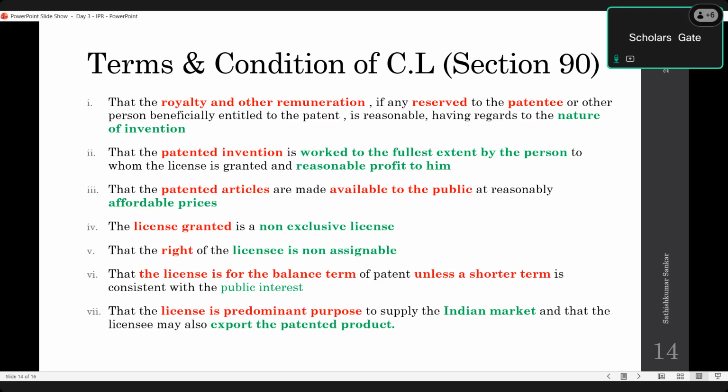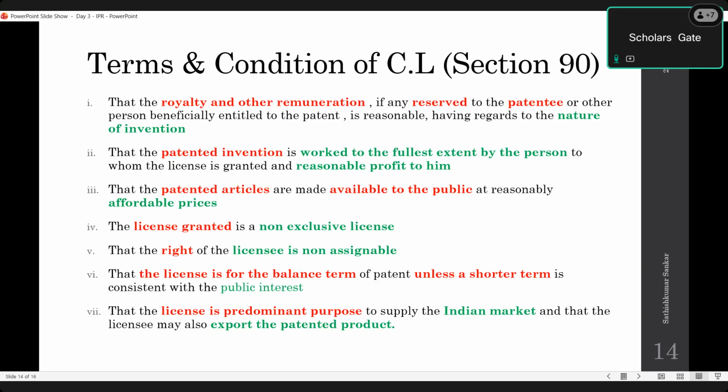If the patentee is not satisfied with the things I have mentioned before, you should satisfy all of them. Every year they conduct a review. You should satisfy everything, or any one of the things. Otherwise the compulsory license will be revoked under that particular section 99.